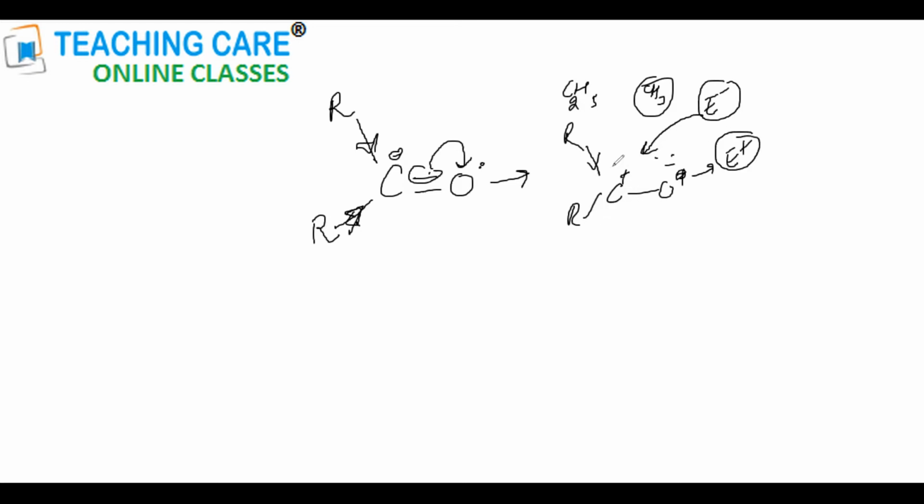As soon as they form positive and negative charges, they get attracted by the nucleophile and electrophile, and that is why they are more reactive. Got it? The more electron releasing groups there are, the more easily they will form positive and negative charges. Okay, got it?